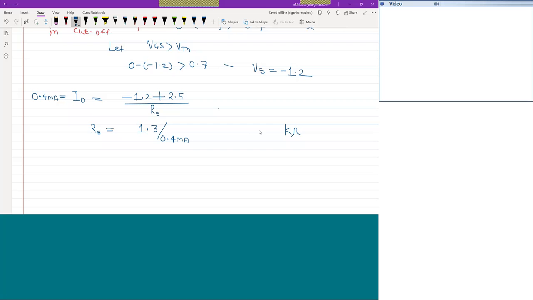So what are the answer for this question? RS का वैल्यू आया 3.25 किलो, and RD का वैल्यू कितना आया था? The value of RD is equivalent to 5 kilo. So this is our discussion of question, how we can approach the question. So this is the idea to approach the question.